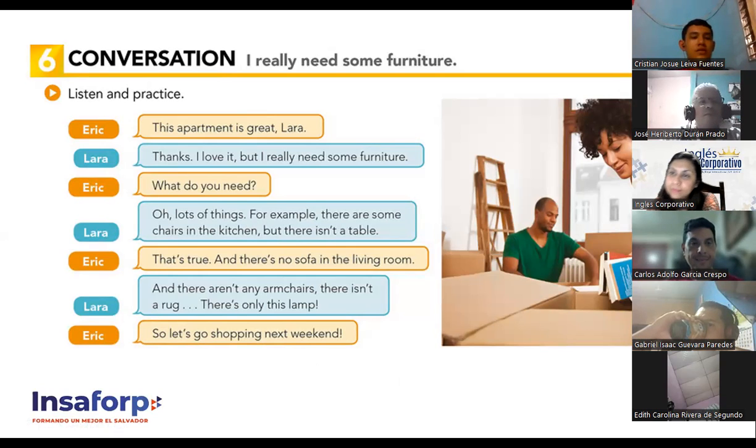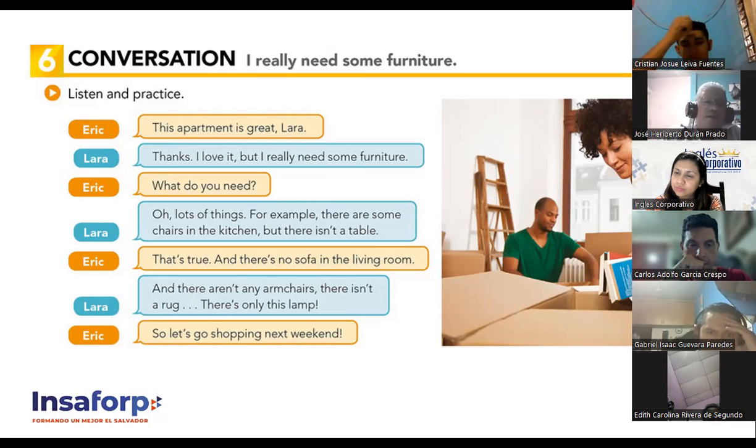This apartment is great, Lara. Thank you. I love it, but I really need some furniture. What do you need? Oh, lots of things. For example, there are some chairs in the kitchen, but there isn't a table. That's true. And there's no sofa in the living room. And there aren't any armchairs. And there isn't a room. There is only this lamp. So let's go shopping next weekend.